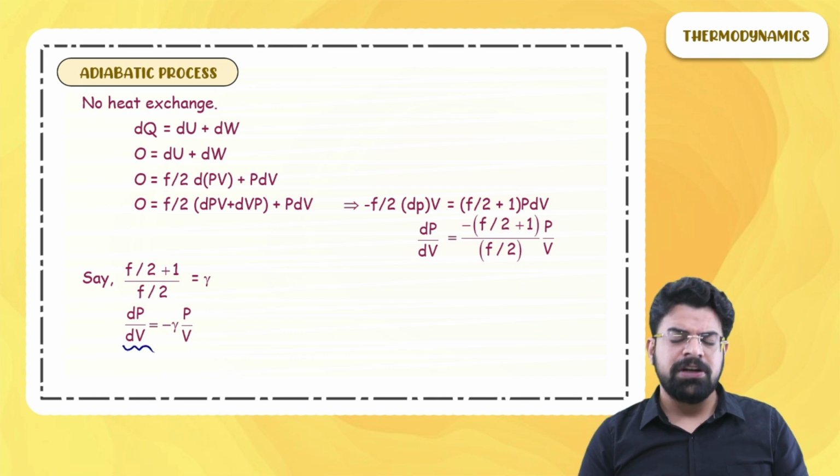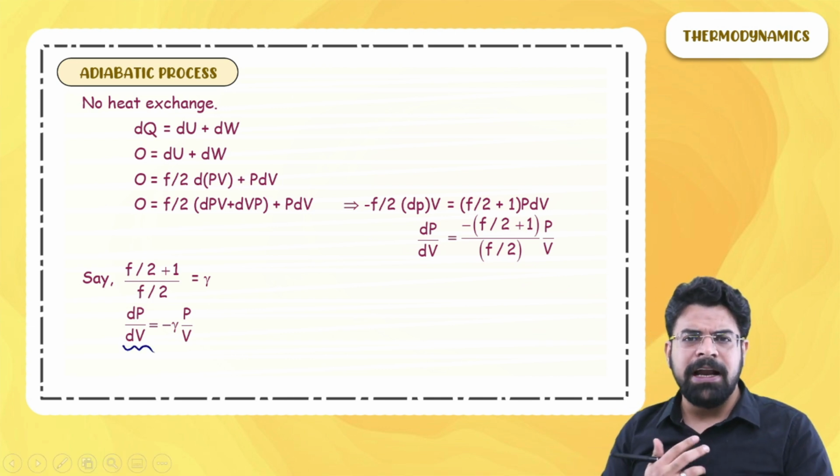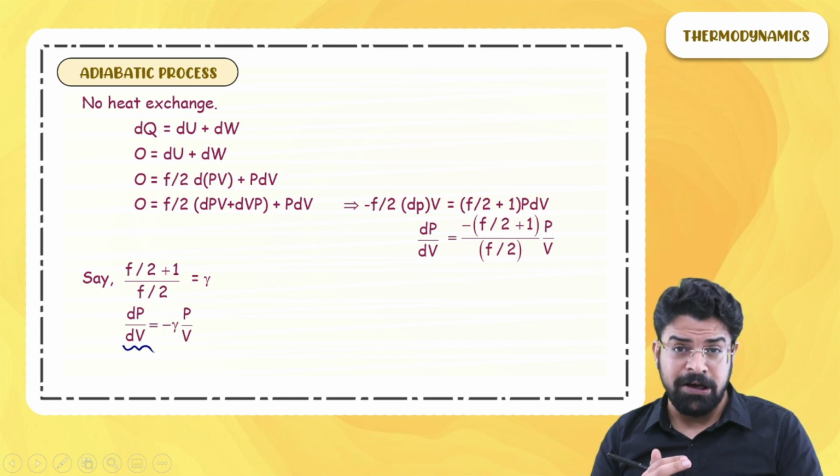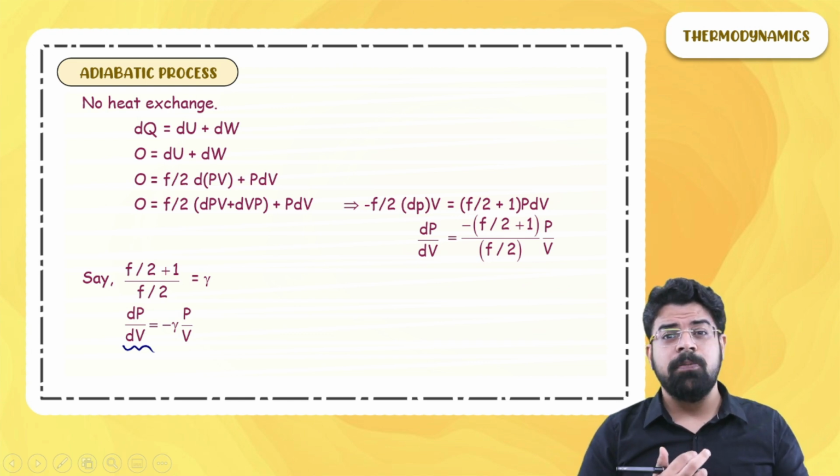Beta, by the way, what is dP by dV? dP by dV is the slope of the PV graph.